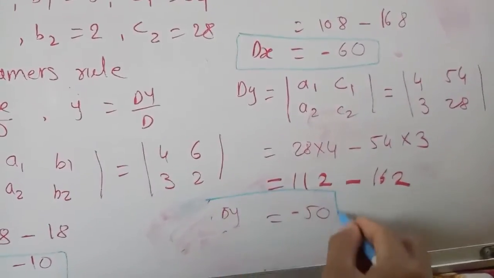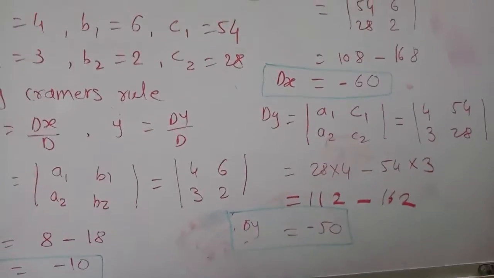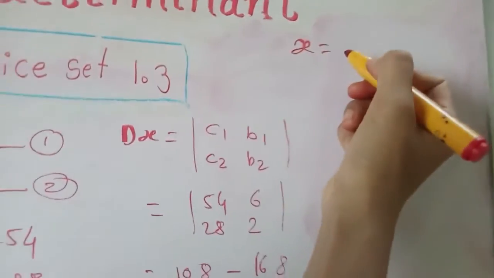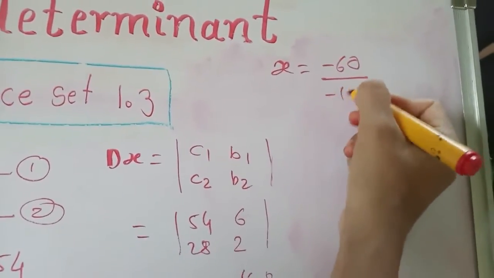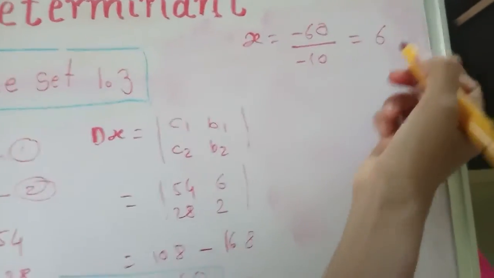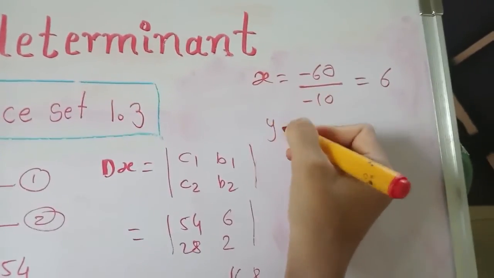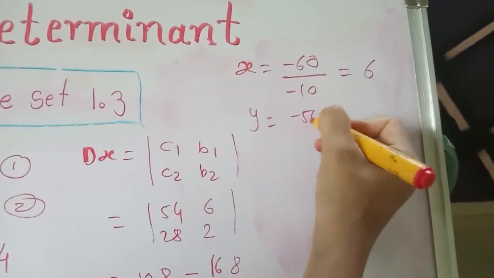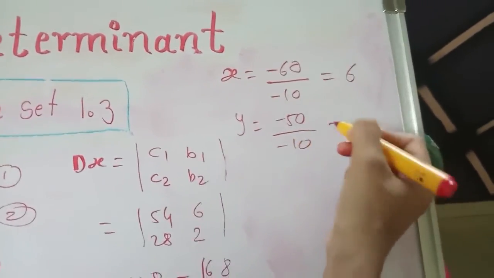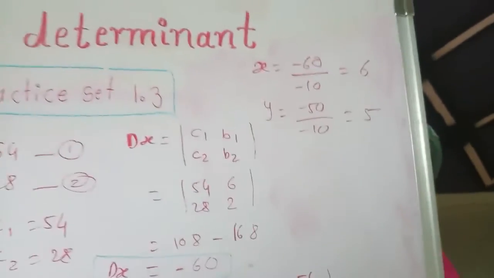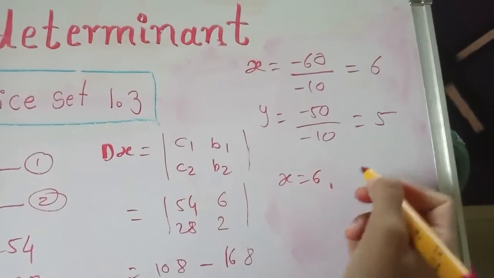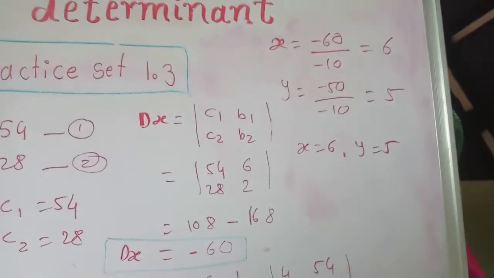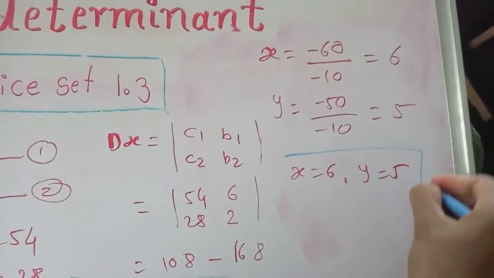So put this value in x and y. So x is equals to dx upon d. Our dx is minus 60 and d is minus 10. So value of x is 6 and y is equals to dy upon d. dy is minus 50 and d is minus 10. So value of y is 5. So value of x is equals to 6 and value of y is equals to 5.